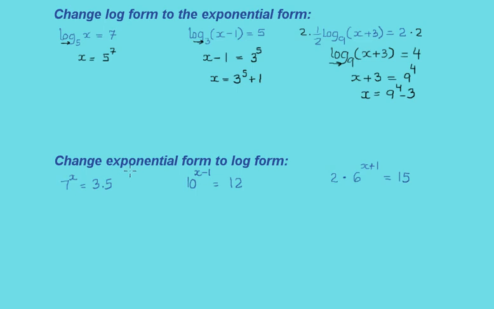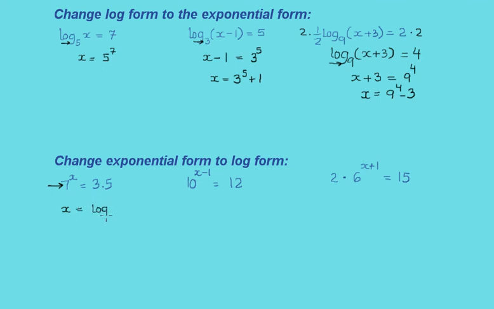Let's do the opposite. When it is given in exponential form and you have to change it to log form. Here 7 raised to the power x is 3.5. So again, the basic rule is the same, the base remains the base. What is the base here? 7. So push the 7 to the other side. This x comes down.